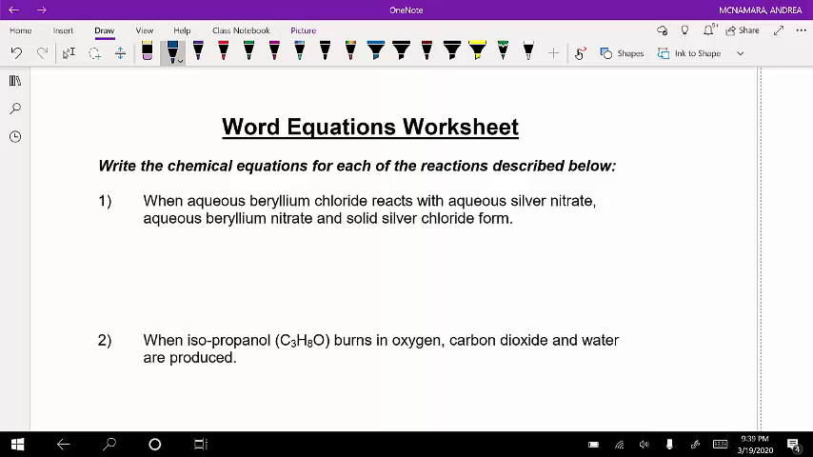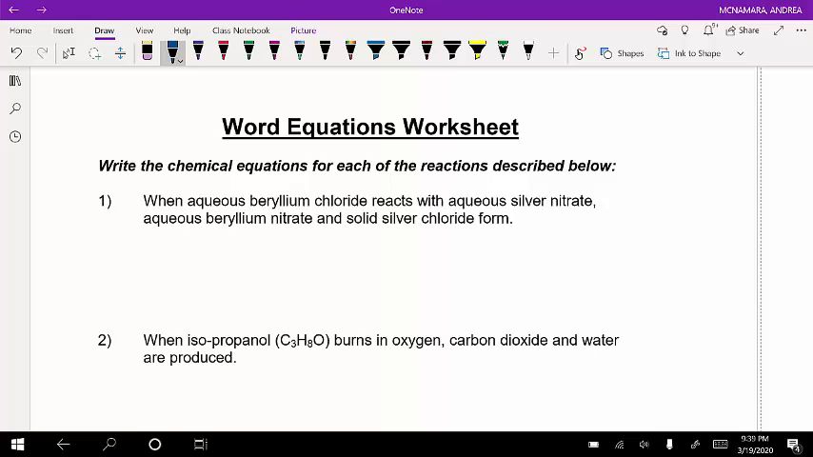Hi everyone. A couple of you asked if I could do a few more of the word equation examples for you, and so that is what I'm here to do. So you can practice with these, and the answer key is here. And if you need some more practice, or if you need some more explanation, that's the point of this video. Okay, so let's jump right in.